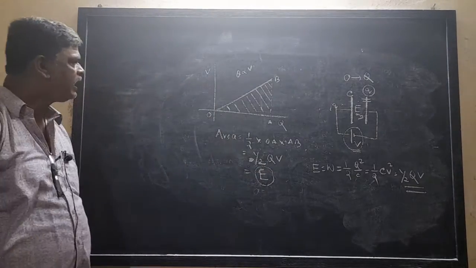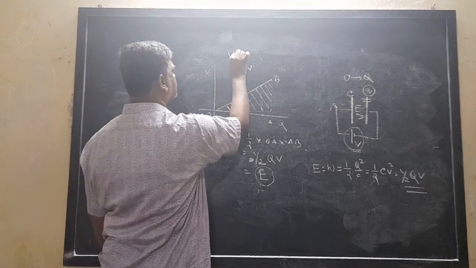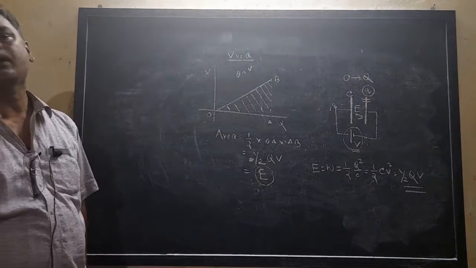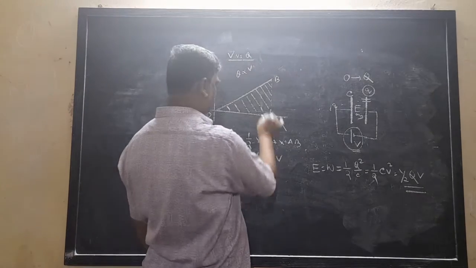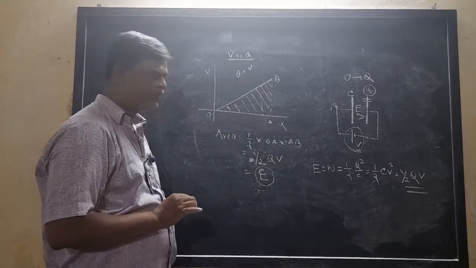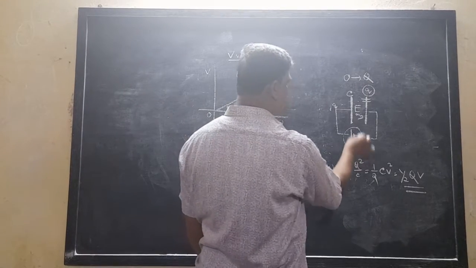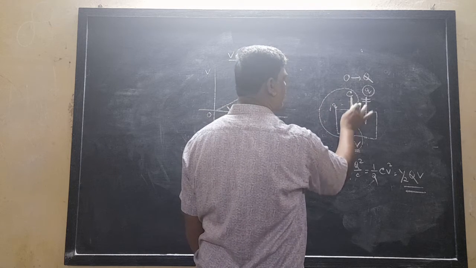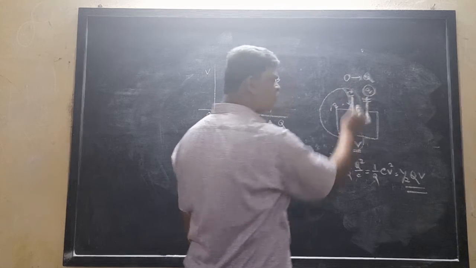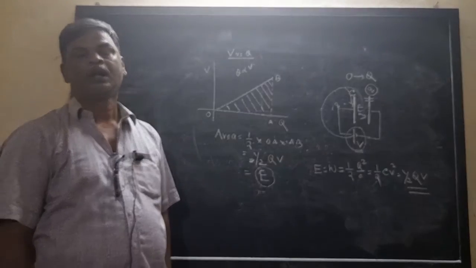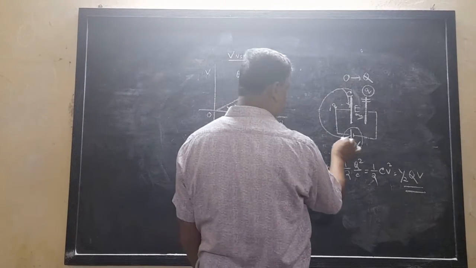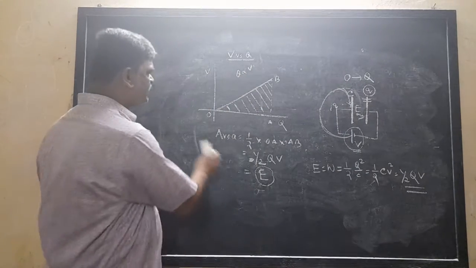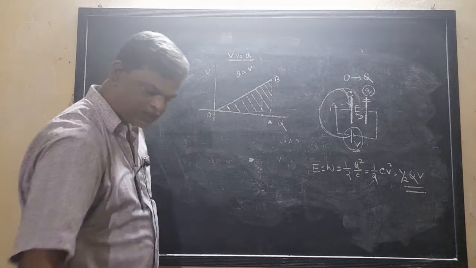So in a V versus Q graph, we can also determine the energy stored in a capacitor, that is the area under this curve. Clear? Then V is the potential to store charge Q. We know that if Q amount of charge is moved, how much work is done by a battery?